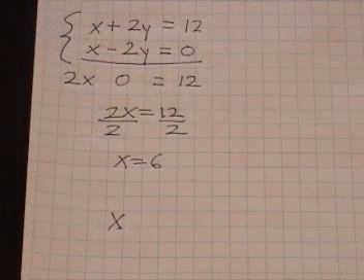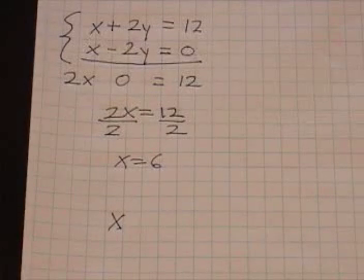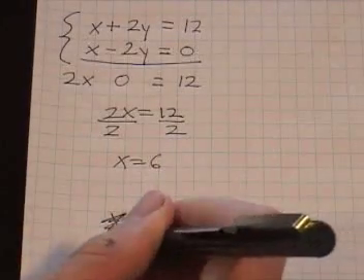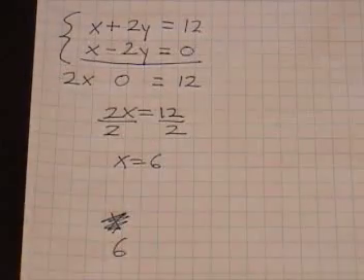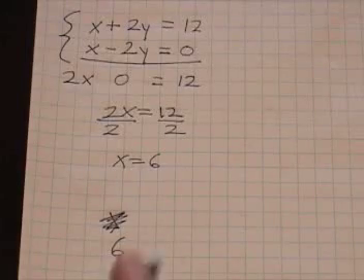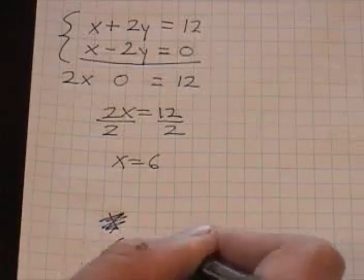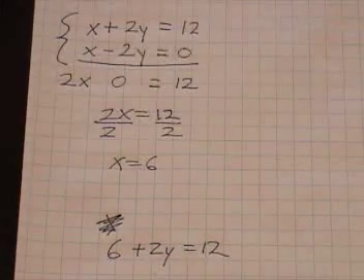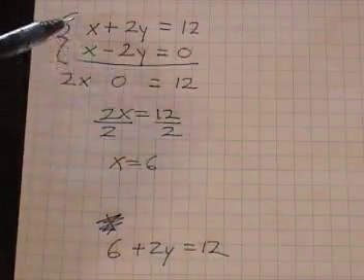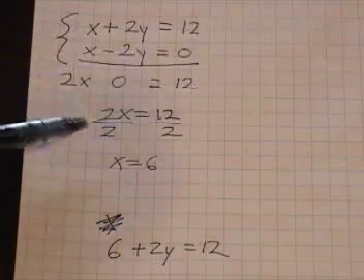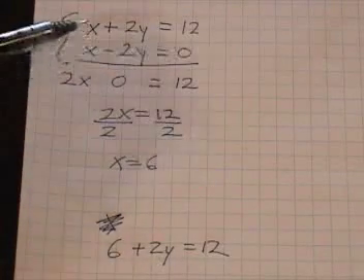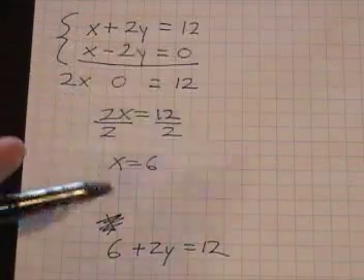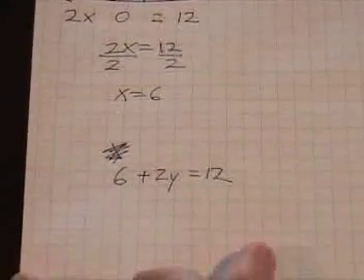So x, oh, I already wrote it wrong. This is supposed to be a 6. We're going to plug in the 6, remember? So 6 plus 2y equals 12. And we're just using this top equation up here, and we're plugging in our 6. We just solved for x, and we're just plugging it in, substituting it in. Let's go ahead and solve for y.